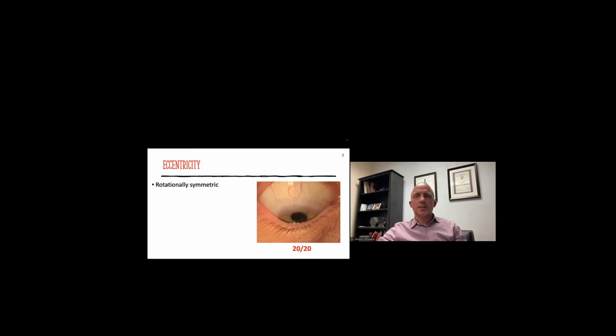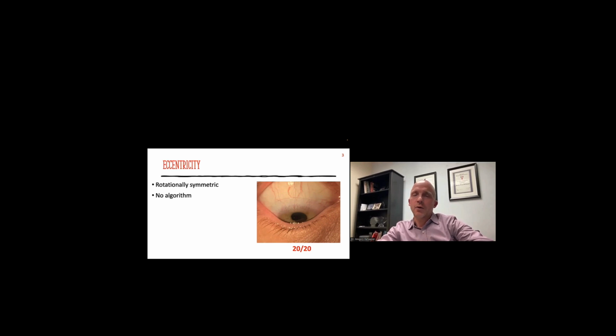So for patients that we might consider eccentricity, the nice thing about adding eccentricity is that it's rotationally symmetric. We don't have to use a special type of lens design. It can rotate, and those results are going to be very similar when we add the eccentricity.